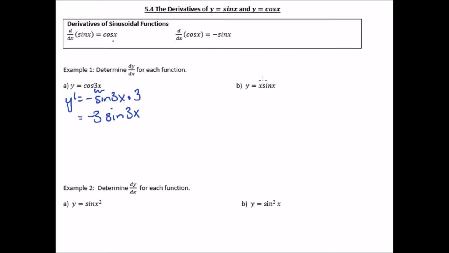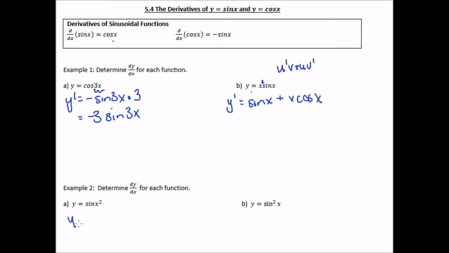Okay, x sine x, we can do product rule for this. Y prime equals, remember, u prime v plus uv prime. Derivative of the first, which is 1, times the second as it is, plus the first as it is, times the derivative of the second, which is cos x. So our derivative is sine x plus x cos x.